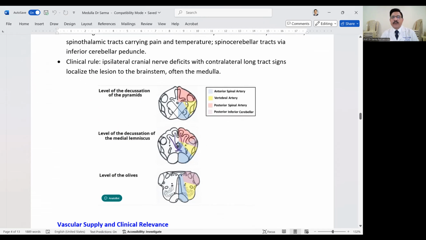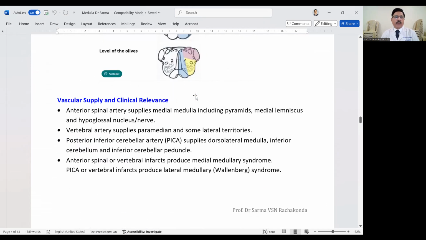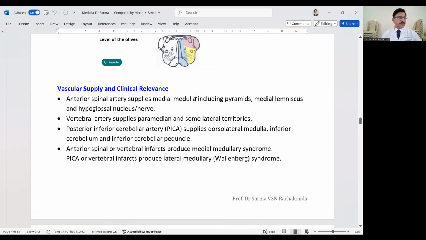Vertebral artery, so this is the lateral part. Posterior spinal artery, this is the posterior spinal artery. Posterior inferior cerebellar artery is also there. Posterior inferior cerebellar artery, posterior spinal artery, vertebral artery, anterior spinal artery. Anterior spinal artery produces this pyramidal involvement, vertebral artery the lateral spinothalamic tract, and posterior spinal artery involvement of the fasciculus gracilis and cuneatus, and those things which are there in that part. Okay.